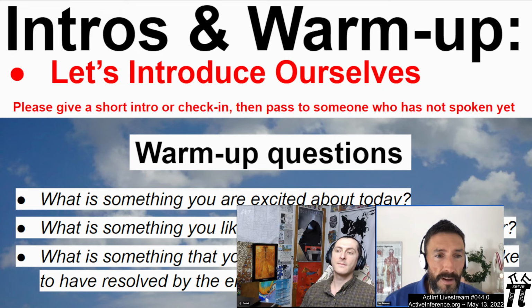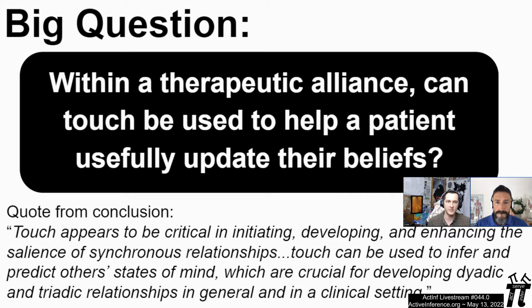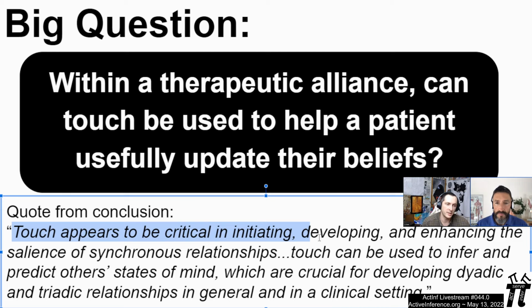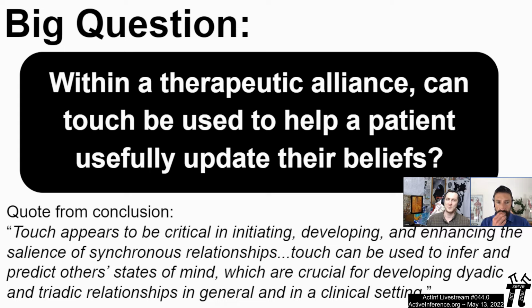Cool. So we wrote out one view of a big question, which is kind of like a curiosity or an openness that might approach somebody to this paper, even without bringing active inference into it. And it says, within a therapeutic alliance, can touch be used to help a patient usefully update their beliefs? And then in the conclusion, the authors say touch appears to be critical in initiating the salience of synchronous relationships. Touch can be used to infer and predict other states of mind, which are crucial for developing dyadic and triadic relationships in general and in a clinical setting. So what do you think about that big question, or what drew you to it?